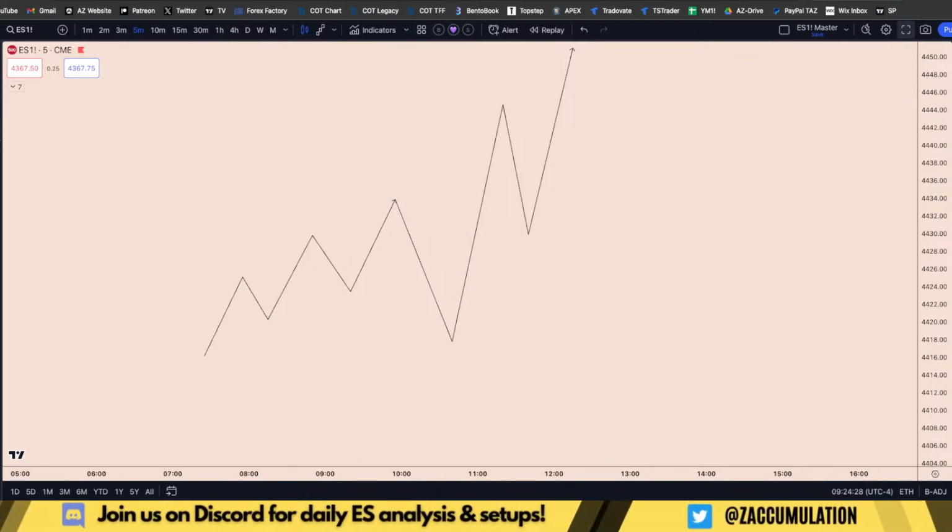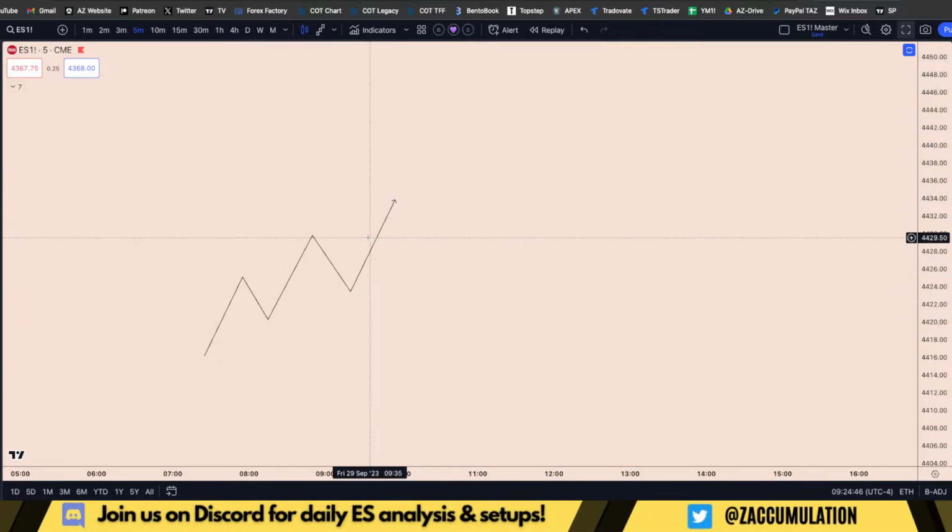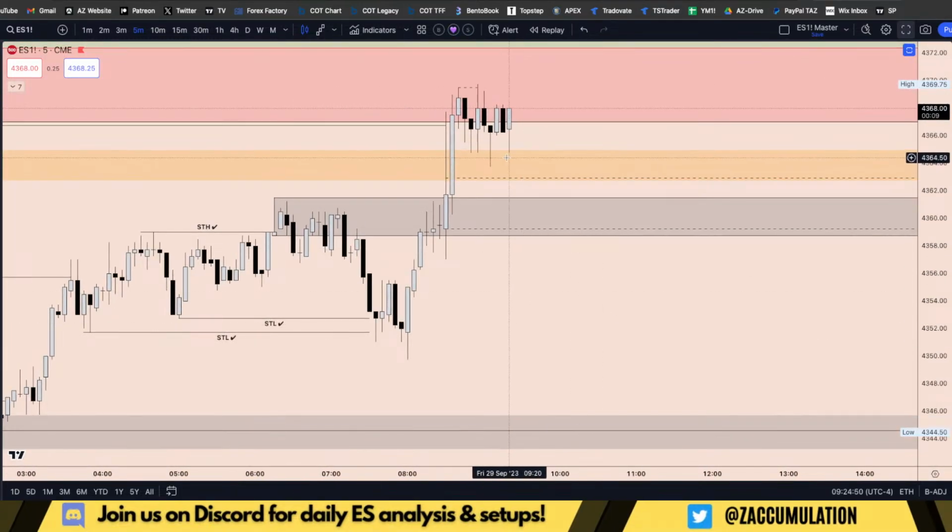Then we would also have our breaker block right here. It's a breaker block because it's breaking away from it. It's breaking through old resistance. Now holding support. It's just a fancy word for support turned into resistance, in my opinion.